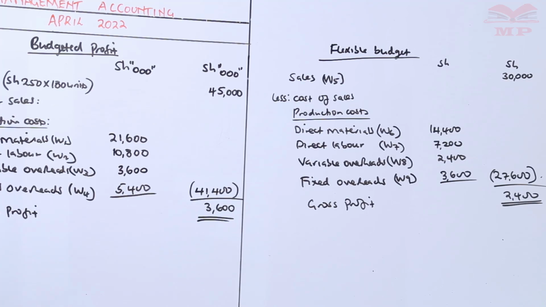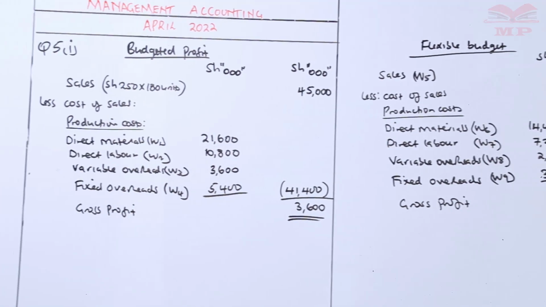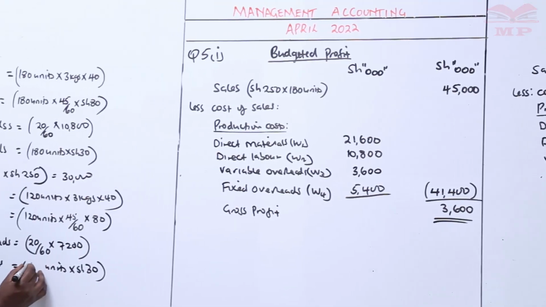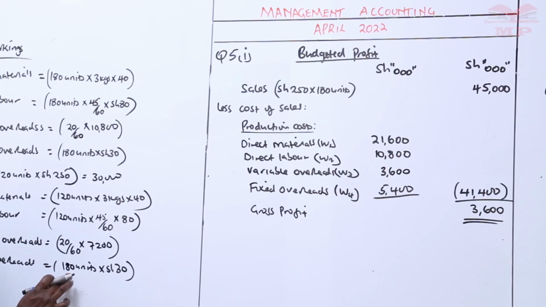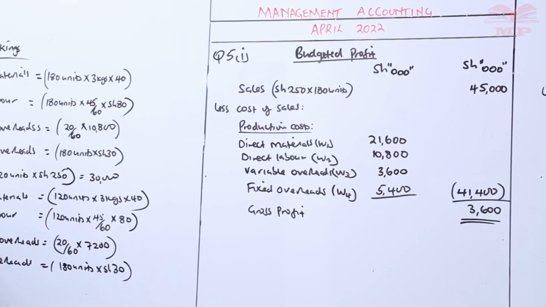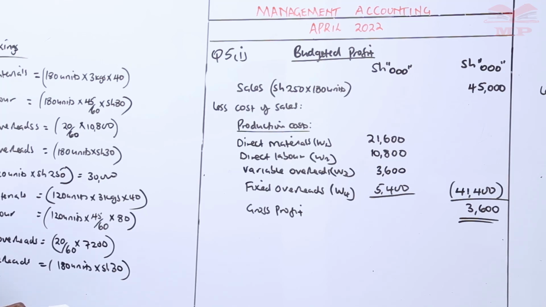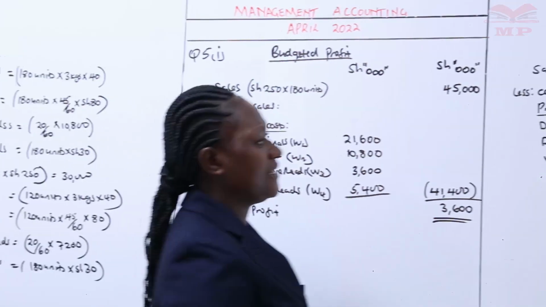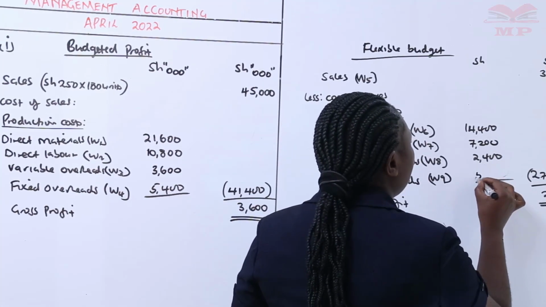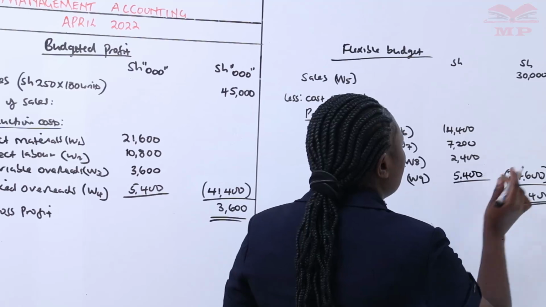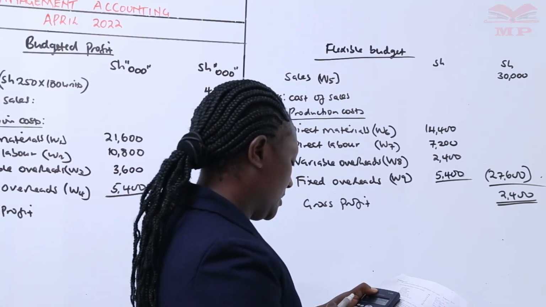And sorry, I have a correction. Fixed cost remains constant. So fixed cost will be calculated on 180 units, not 120, because it is assumed to remain constant. So it should be 180 times 30, which will give us 5,400, not 3,600. 5,400. We get the totals.